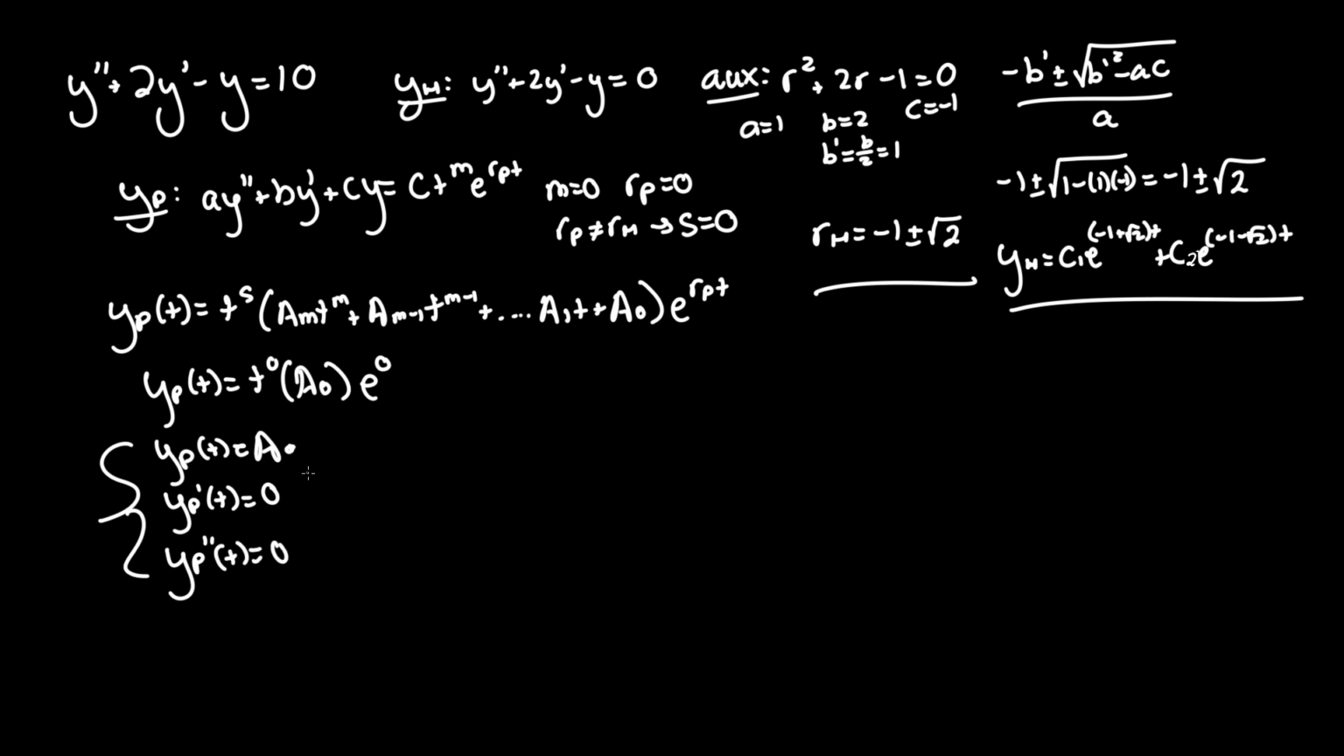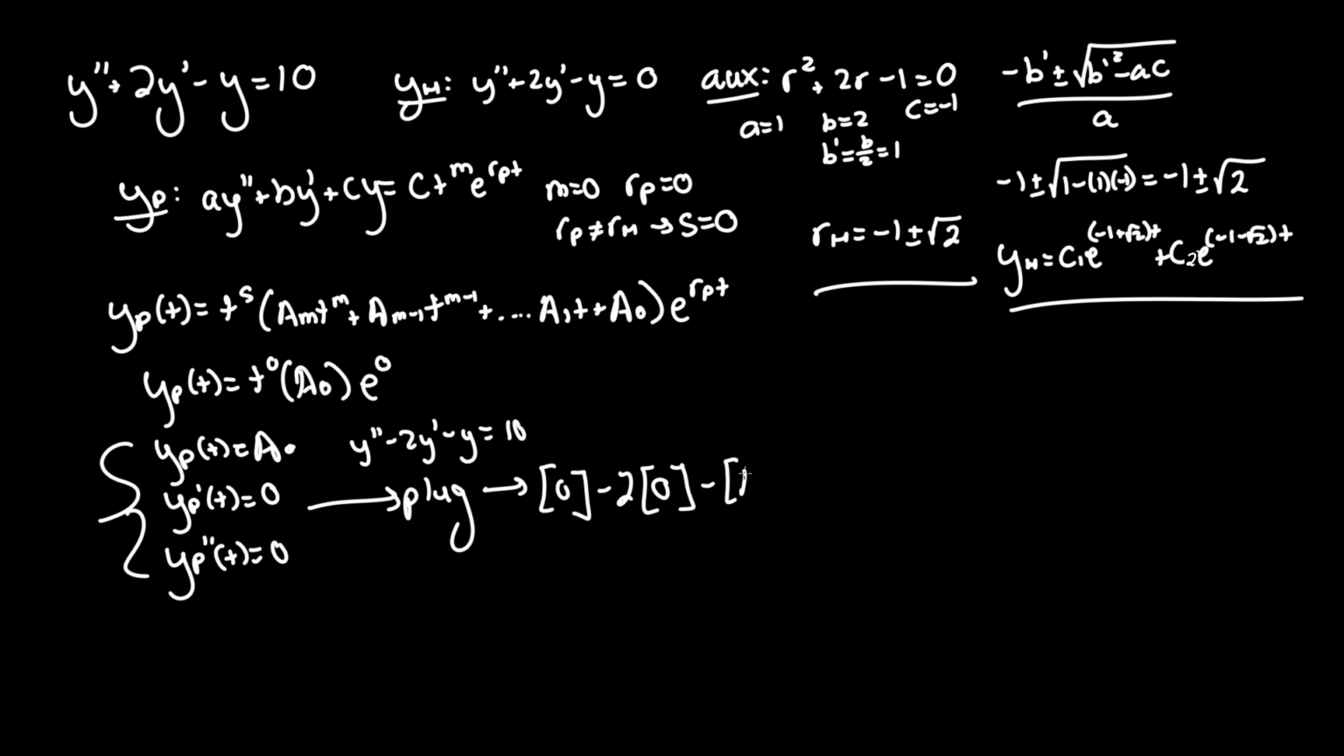So taking a derivative of a constant, a sub 0, is just 0, and doing another derivative won't change anything. So we can plug that in to the equation y double prime plus 2y prime minus y equals 10, which turns out to be 0 for y double prime, plus 2 times y single prime, which is again 0, minus y, a sub 0, equals 10. So we know that negative a sub 0 equals 10.